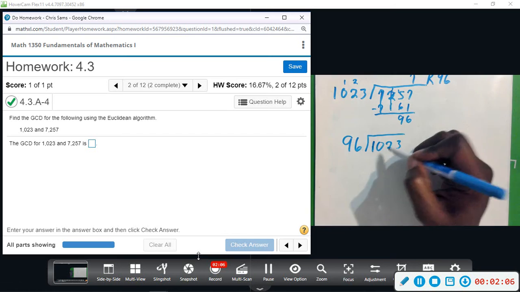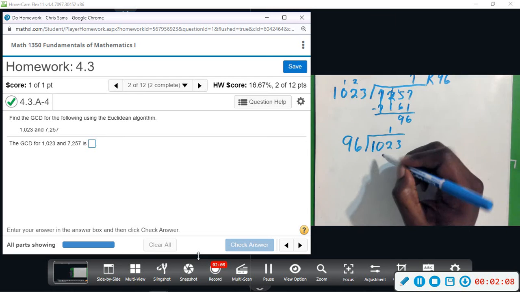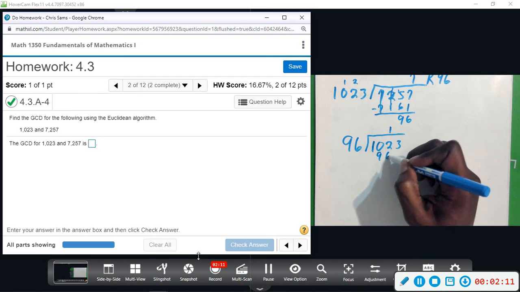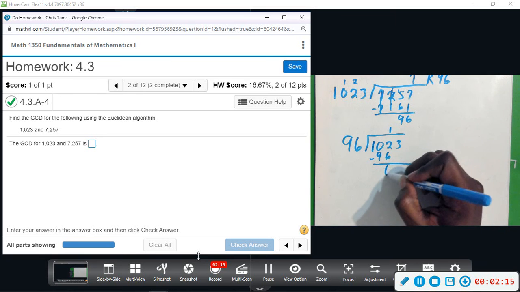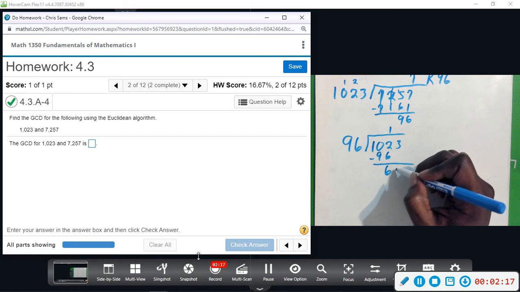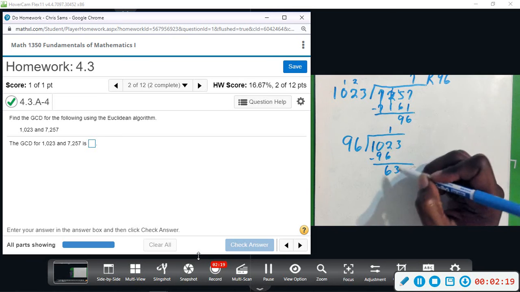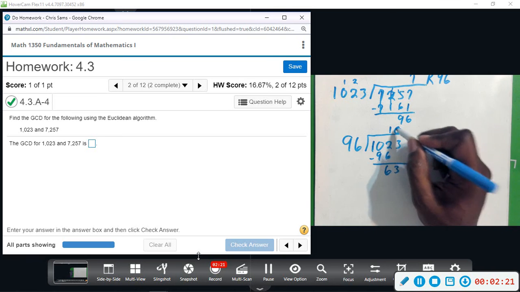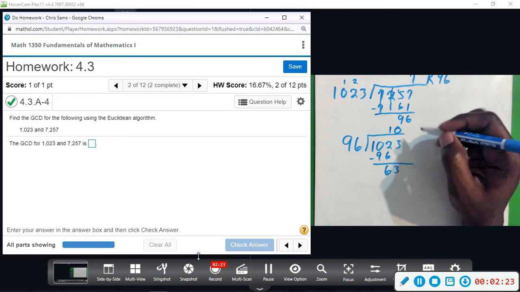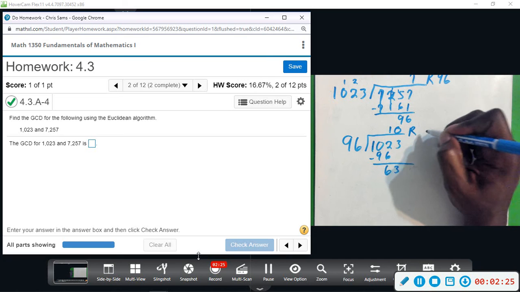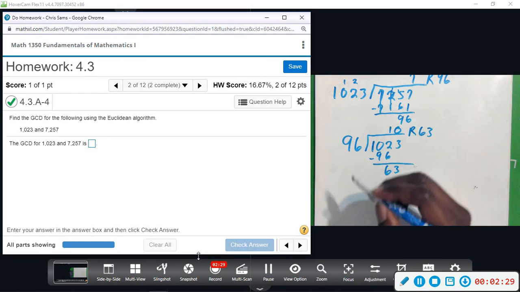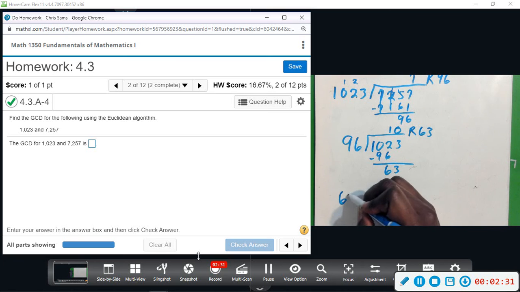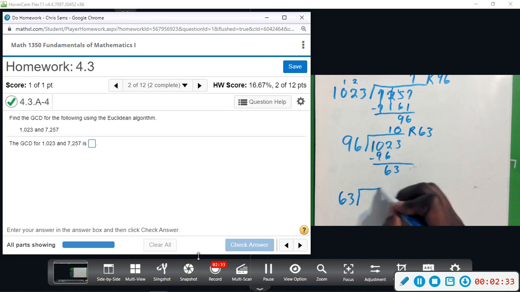Okay, 96 will go into 102 once. When we subtract this, we get a remainder of 6. Bring down the 3. 96 will not go into that number at all. So we have a remainder of 63. And so we're going to put 63 on the outside now. 96 goes on the inside.